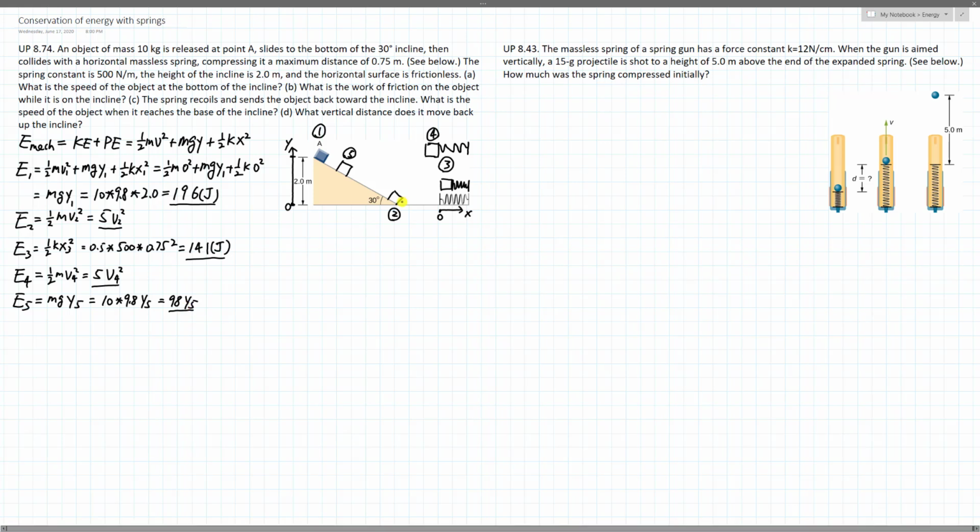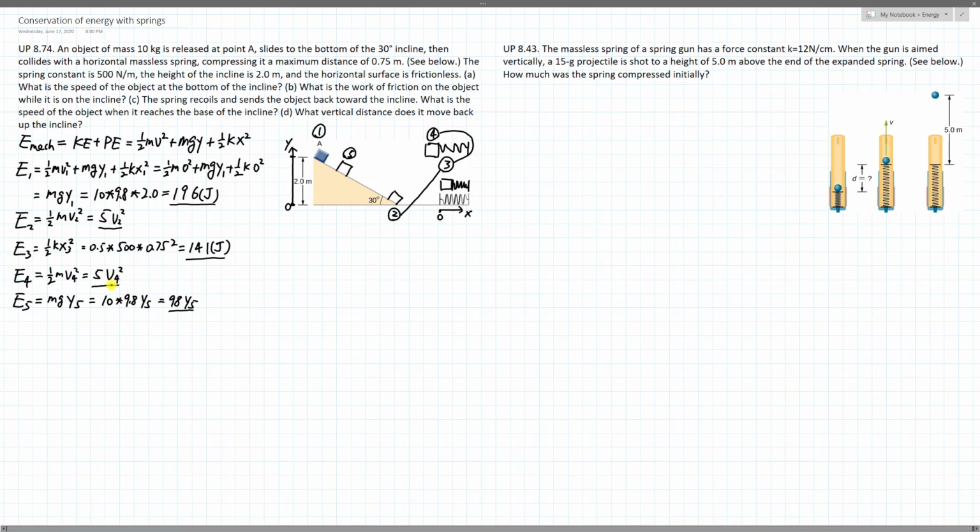Well, we know that between 2 and 3, the object is no longer on the frictional surface. So over here, 2 and 3, we can connect them with energy conservation. So that means E2 equals E3. And from there, we can find out how fast the block was after it slides down the inclined plane. And E3 and E4 can be connected because that also does not involve the frictional surface. So we can do E3 equals E4, and then we can find out how fast the block is.